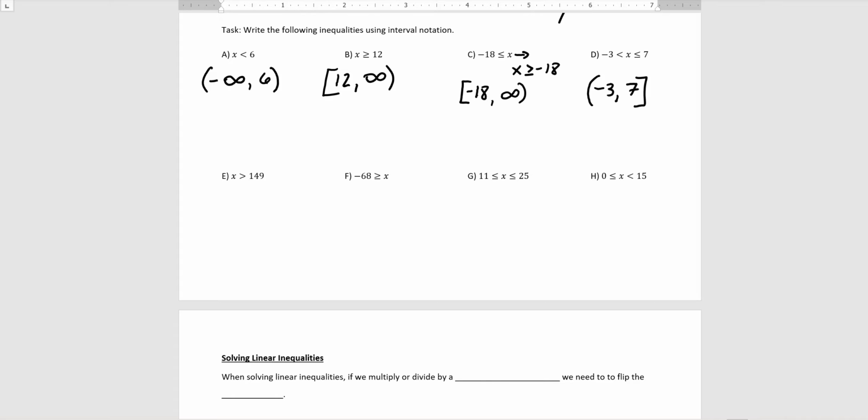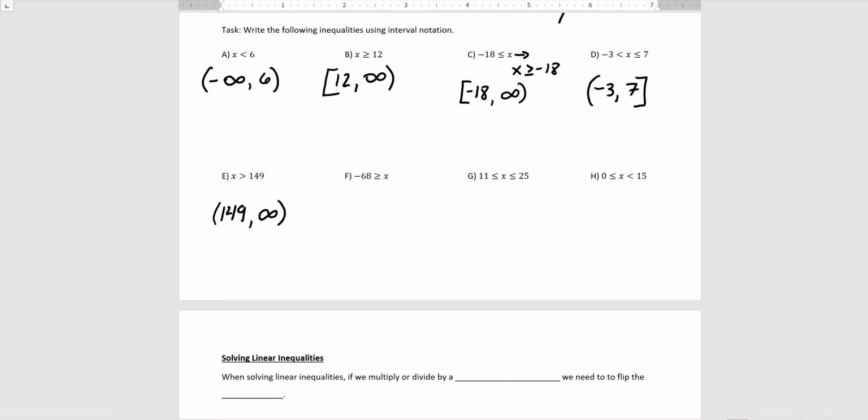Looking at letter E, x is greater than 149. So that means 149 is the smallest value we can have. Infinity would be the largest. Soft brackets on both of those because it can't equal 149, and obviously you can't contain infinity.